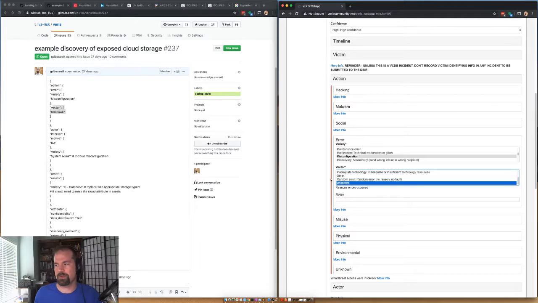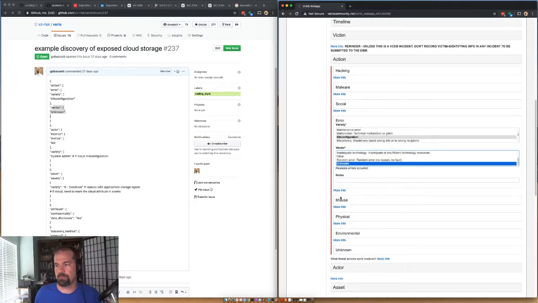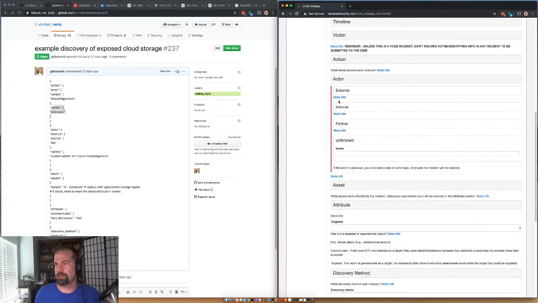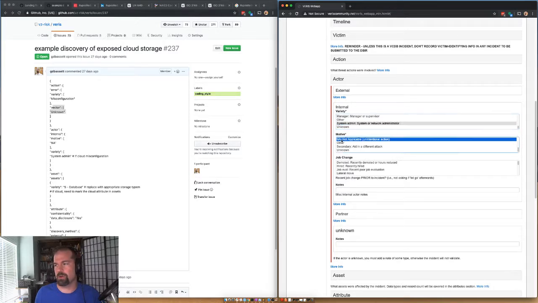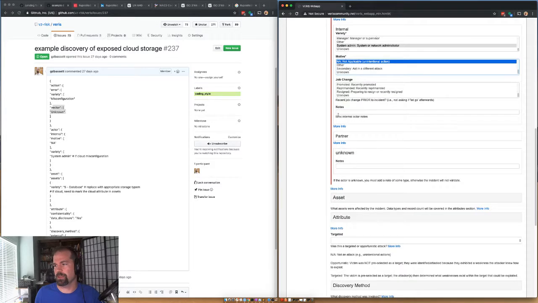So we'll follow this. And then actor, so that's the only action. The actor is going to be internal. We're not going to have, say, variety. Well, variety is really system administrator, because they were administrating the system, but it's really no motive, because it's an error. And we don't know anything about job change, so mark that as unknown.